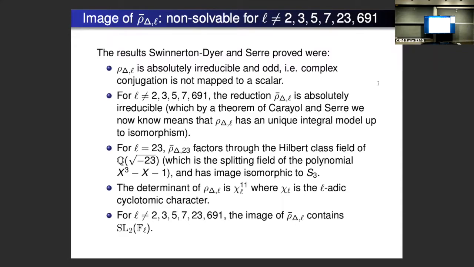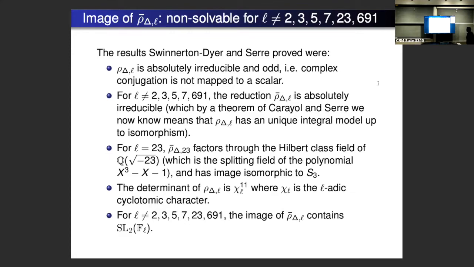Related to that, the representation is odd, which is to say, if you look at rho delta L evaluated at complex conjugation, which is an element of a well-defined conjugacy class of the absolute Galois group of Q, then the image has to be of order 2, and it's never a scalar. It's always a regular element. The eigenvalues are 1 and minus 1. And that's related to the parity you saw for modular forms, that the weights are always even in level 1.